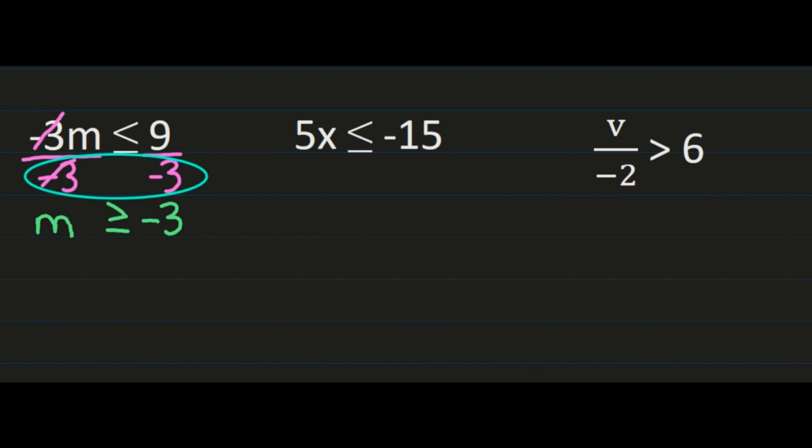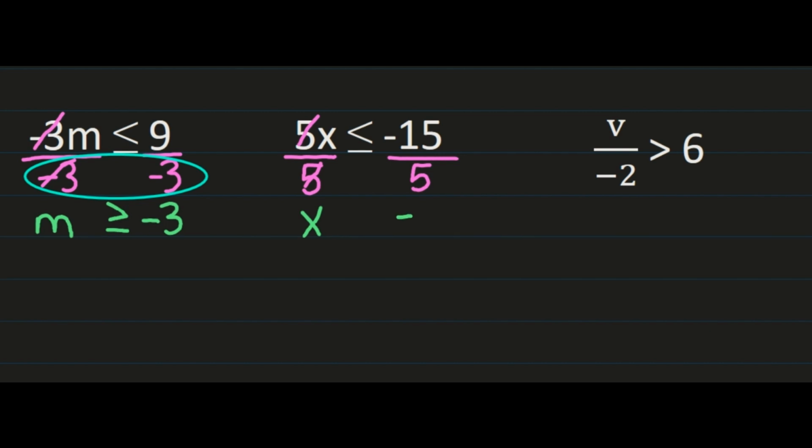So again, if your step is to divide the left and the right by a negative, then you must flip your inequality sign. So looking at our second example, we have 5x less than or equal to -15. And to isolate our variable x, we're going to divide both sides by 5. So on the left-hand side, those 5s will simplify out, leaving me with my variable x. And on the right-hand side, I have -15 divided by 5.